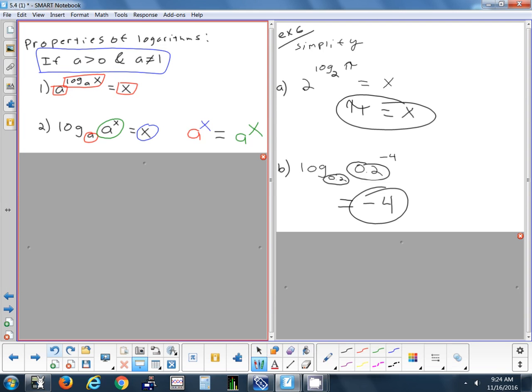So all that rule 2 is really saying is something equals itself. It's not written that way. It's written as a log. But that's the reason why rule 2 works. Something equals itself. That's always true.